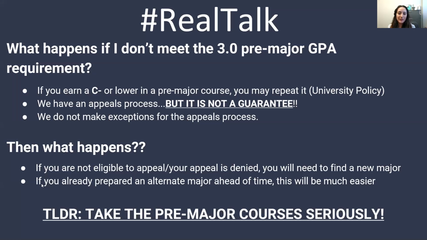All right, so real talk. We've discussed all of the pre-major requirements, but we do need to be realistic and talk about what happens if you don't meet the pre-major GPA requirements. All right, so if you earn a C- or lower in a pre-comm course, you will be able to repeat it, but if you earn a grade of C or better, you cannot repeat the course. We do have an appeals process for students who fall short of the GPA requirement under very, very unique and extenuating circumstances, so it's not a good idea to bank on an appeal.